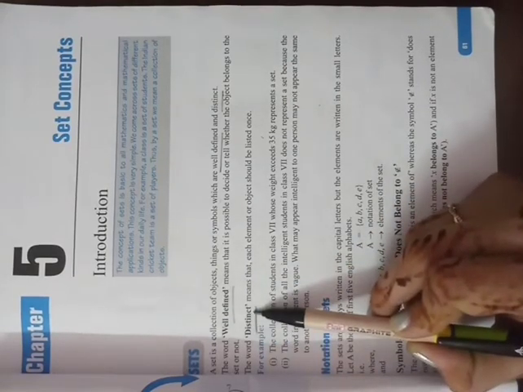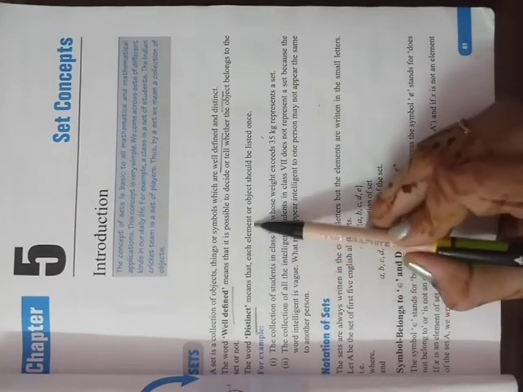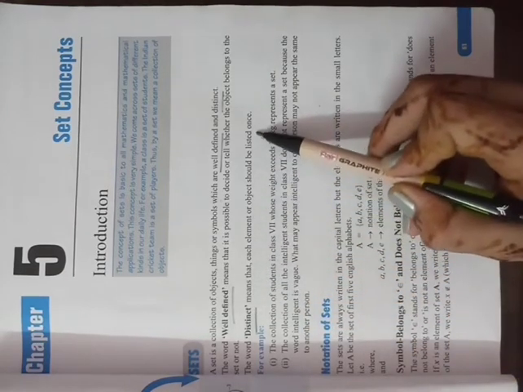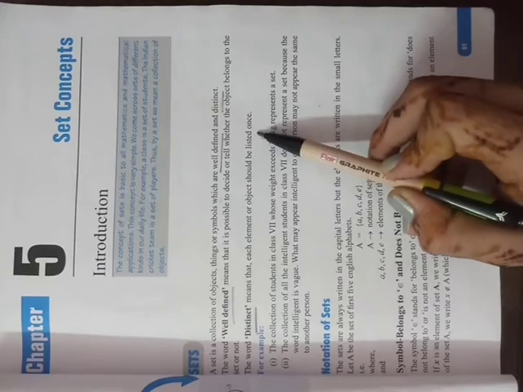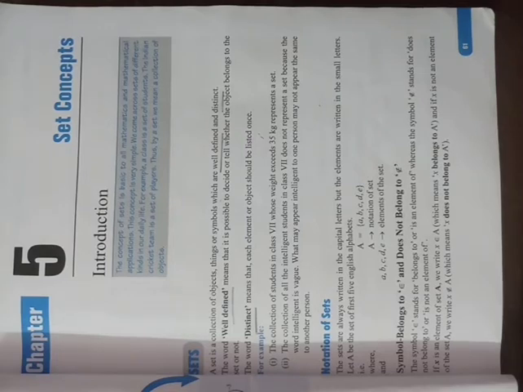Distinct means all are different. That means each element or object should be listed once. It means no repetition is allowed. For example, a group of tall students is not a set because the given group is not well defined, as it is not possible to tell which student is taller in height and which are shorter.